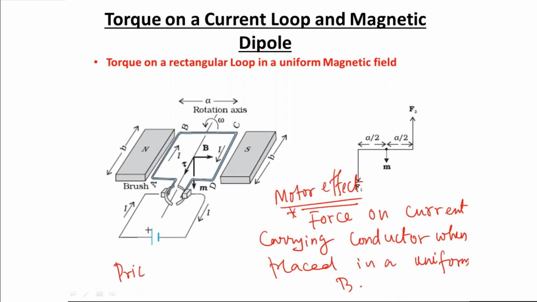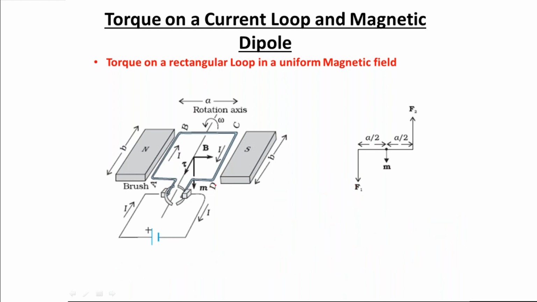Why is this called the motor effect? Because using this principle, a motor works. So the typical figure you can see here is a figure of a motor. Okay, how does a motor work? A typical electric motor. What does it do?